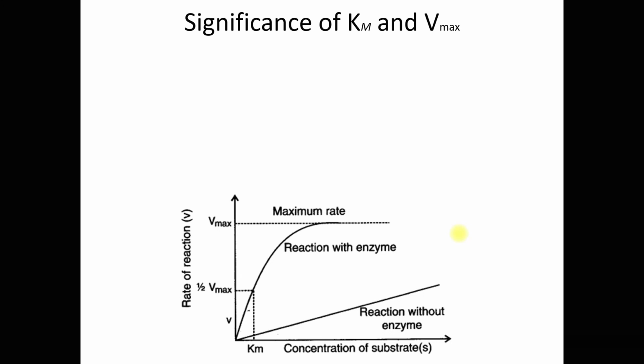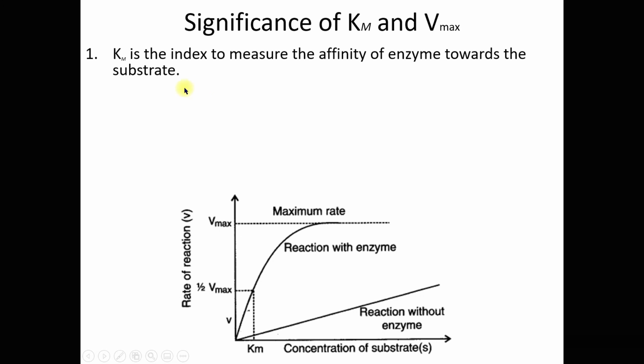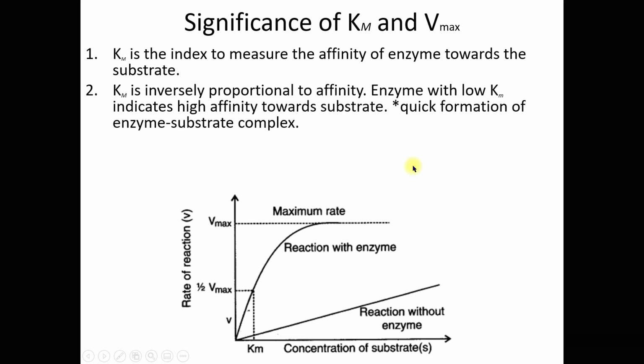Now, significance of Km and Vmax. Kenapa you perlu tahu pasal Km dan Vmax ini? So Km is the index to measure the affinity of enzyme towards the substrate, like what I mentioned earlier. And Km is inversely proportional to the affinity of the enzyme towards the substrate. Betul kan? Kalau proportional means semakin besar Km, semakin besar affinity of substrate dengan enzyme. Tapi terbalik sebenarnya.